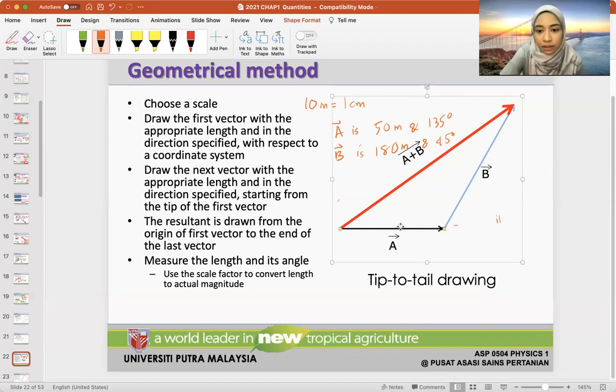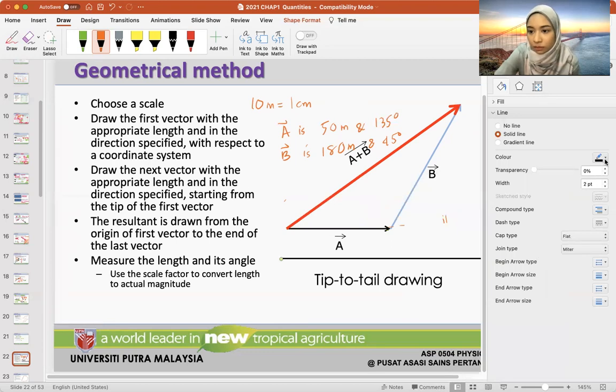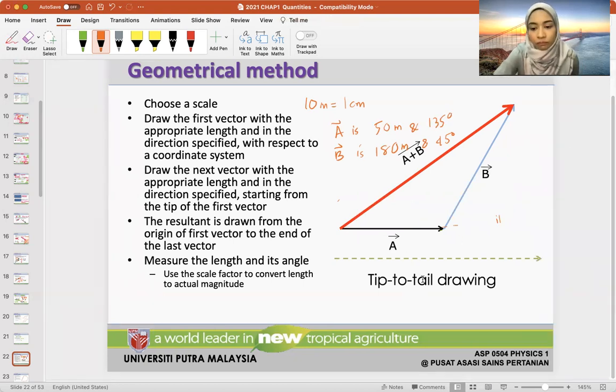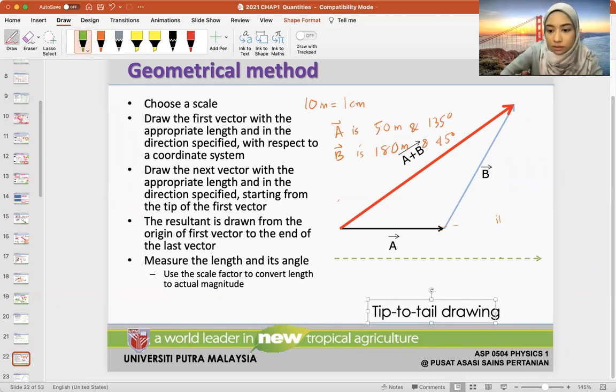Let's label an x-axis first. Okay, this is my x-axis. Let's do it over here. X-axis. Format shape. Let's make our axis green with a dash line. Okay, this is my x-axis. Okay, tutup. And then this is my x-axis. Angle is always measured with respect to the x-axis.